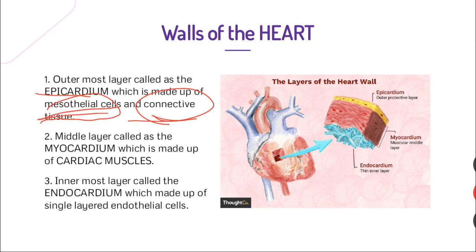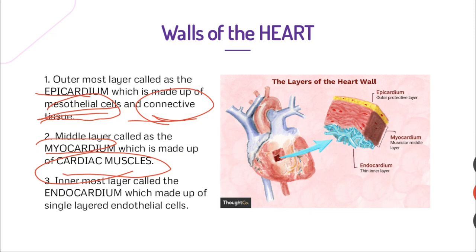Middle layer is called your myocardium, and this consists of cardiac muscles. We'll be studying the features of cardiac muscles soon in this video only. We have three types of muscles present in the human body. What are those? Skeletal muscles, cardiac muscles, and your smooth muscles. Smooth muscles are present in the vital organs.